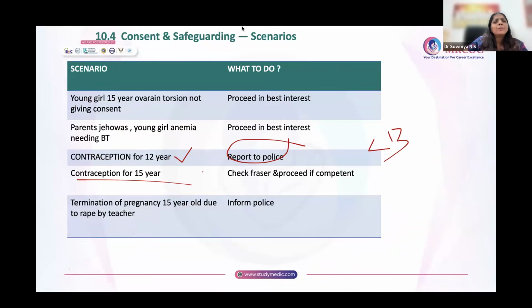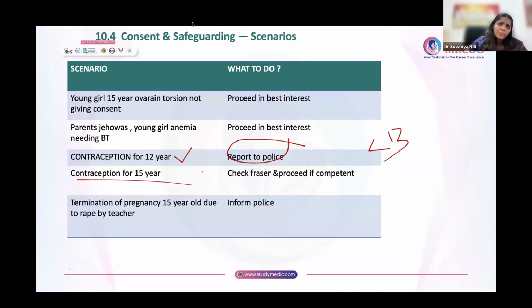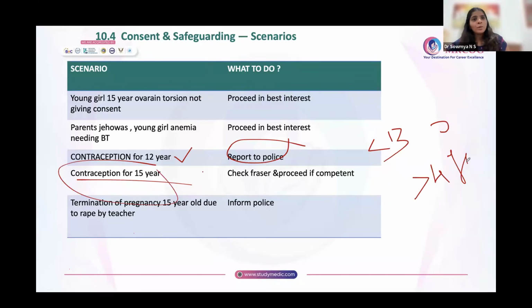Contraception for a 15-year-old. Of course, Fraser and Gillick, you guys know. You check her competency. You say, please inform your parents if you wish to, and make sure that you proceed. But one thing you must understand is that she is not sexually groomed. Like her partner is not 24 or 26 years old. Once the age difference is more than 4 years, you send it not to social services but to the police. You make sure there is no grooming, and no costly gifts given to this girl to sexually abuse her.